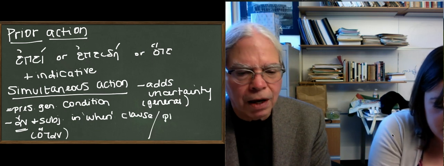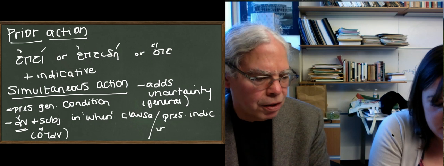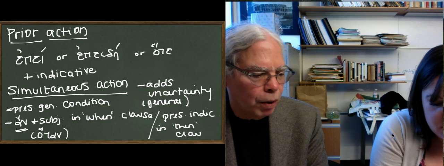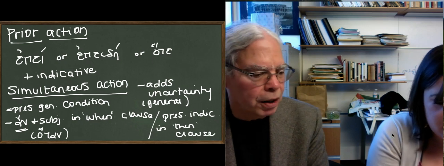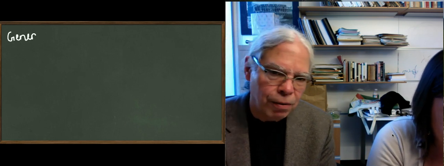So if you can have a present general temporal clause, you can also have a past general temporal clause. Whenever we built houses, we used bricks. Again, it's a generalizing thing. It's not about a specific, definite act that took place in the past.